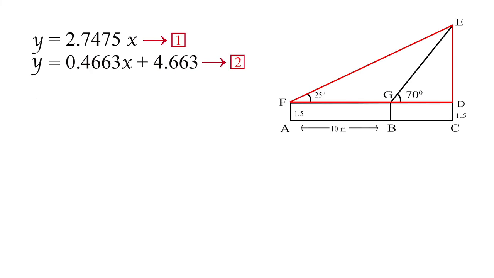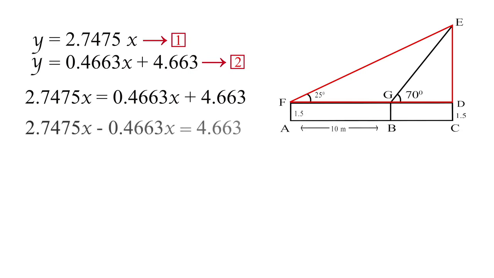By equating this, we get 2.7475x is equal to 0.4663x plus 4.663. We can move the term with x to the left hand side. Then we will get 2.7475x minus 0.4663x, which equals 4.663. By subtracting, we get 2.2812x equal to 4.663.